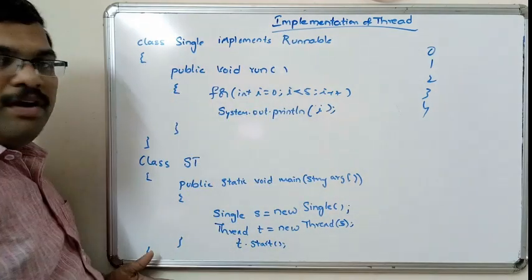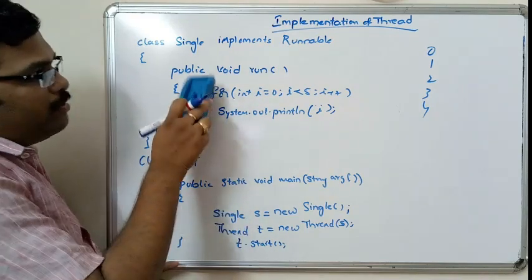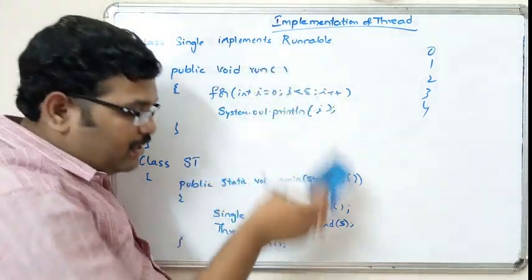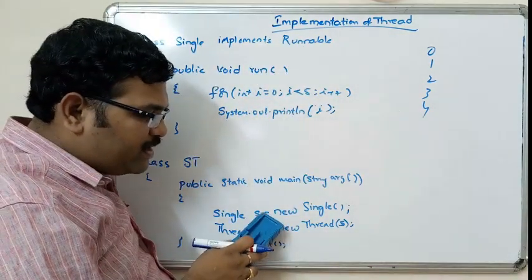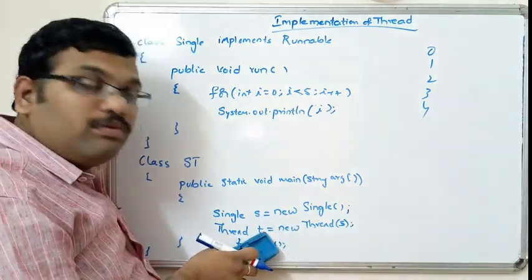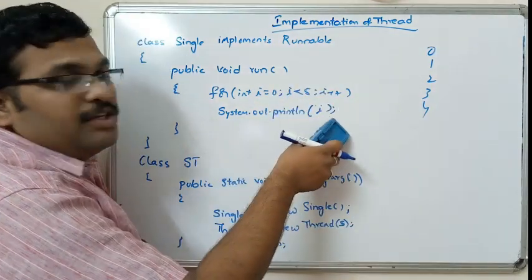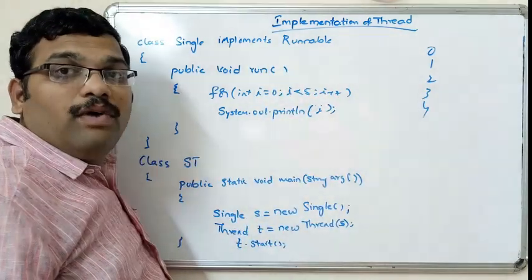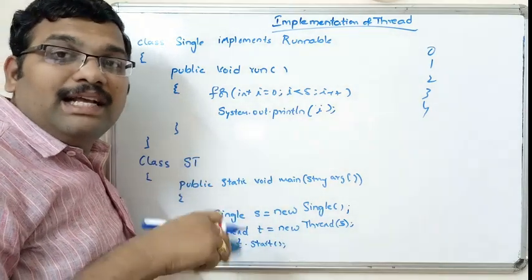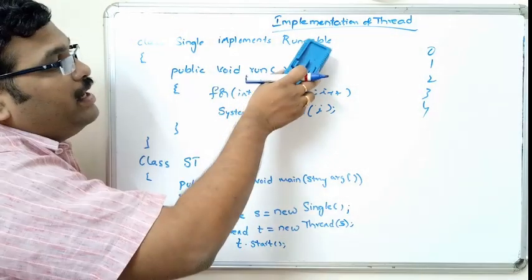The remaining is the same. Whatever logic we want to write will be written in the run function, and we have to create an object for this derived class. But here we are implementing the Runnable interface, so we have to pass that Runnable object as a parameter to the Thread class. So that reference will be assigned to t. So t dot start implicitly calls the run function and it will be executed. The output will again be the same, 0, 1, 2, 3, 4. Right? So these are the two methods to implement a single thread. The first one is inheritance, the second one is interface.